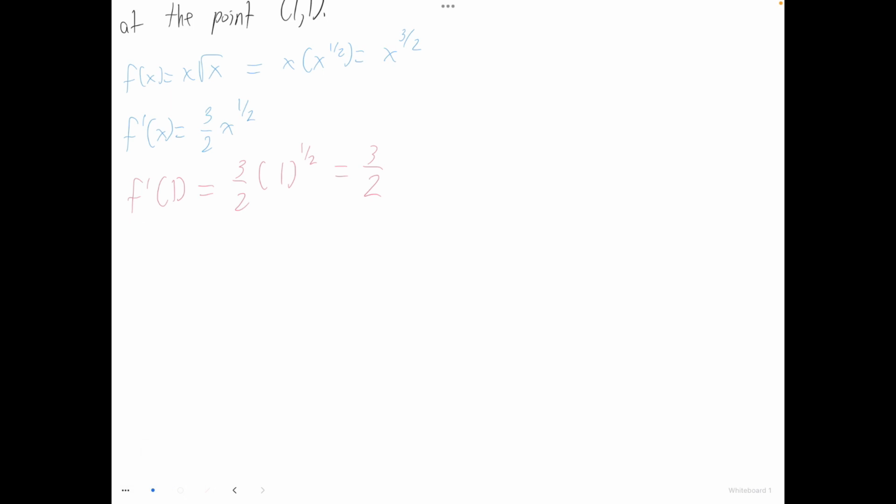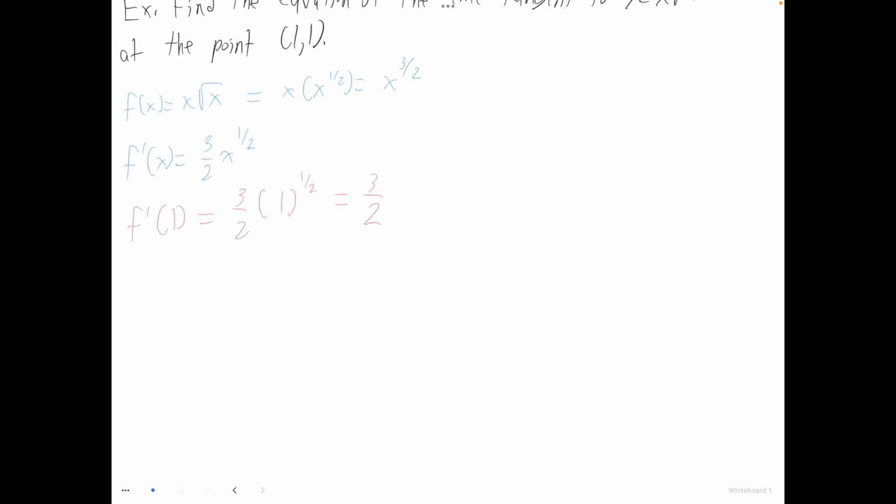So now we can use the fact that we know the slope and we know a point. So the point slope form tells us we are going to have y minus 1 equals 3/2 times x minus 1. And we want to solve for y. So we get y equals 3/2 x minus 3/2 plus 1. So our tangent line is y equals 3/2 x minus 1/2. And so this then gives us our tangent line.